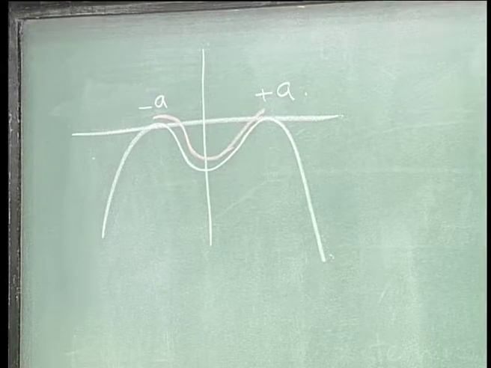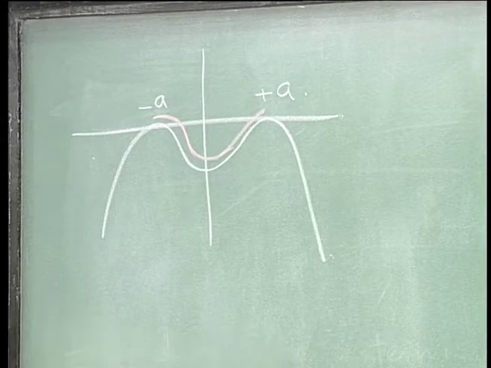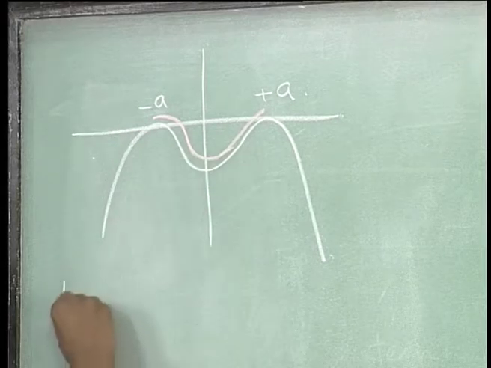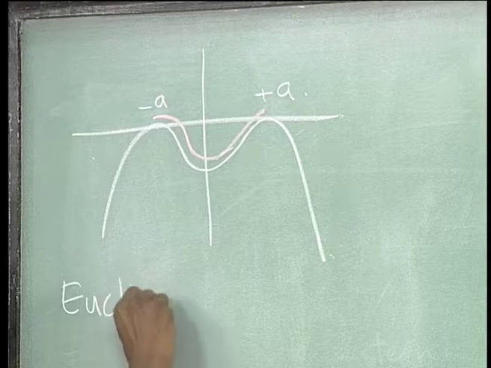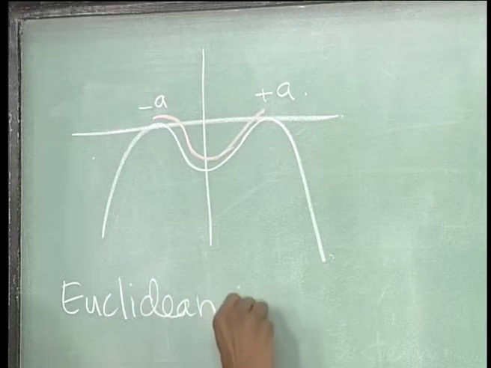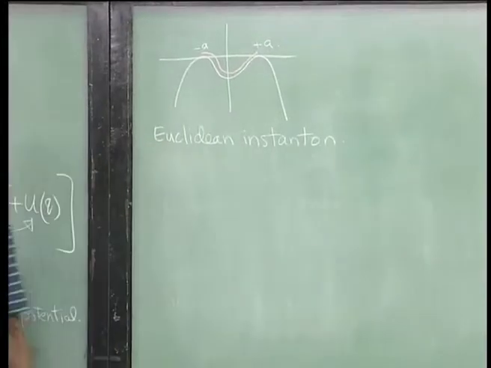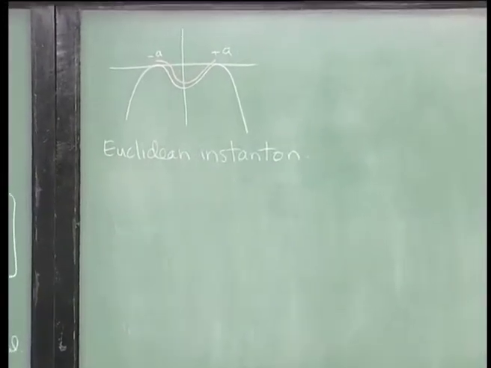This kind of solution has a name. This is called a Euclidean instanton. And I should explain to you the origin of the name.